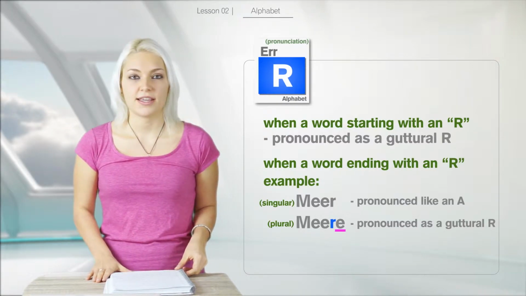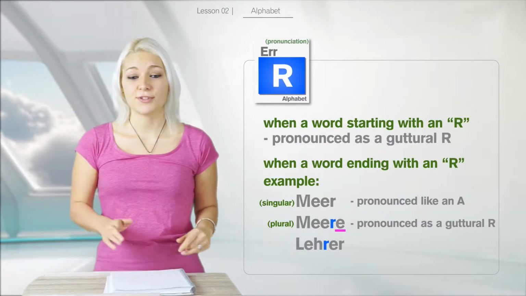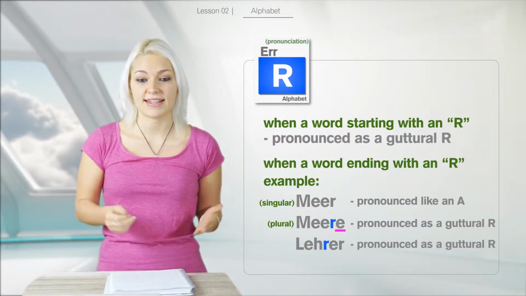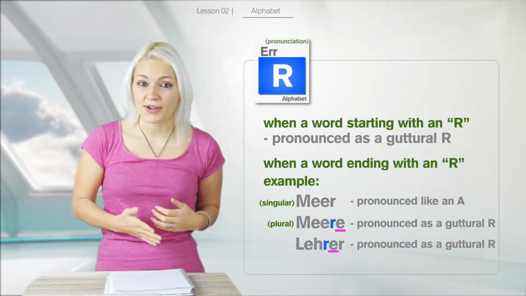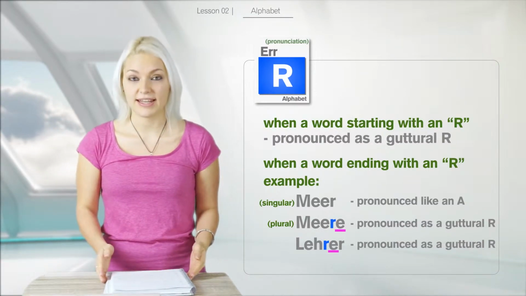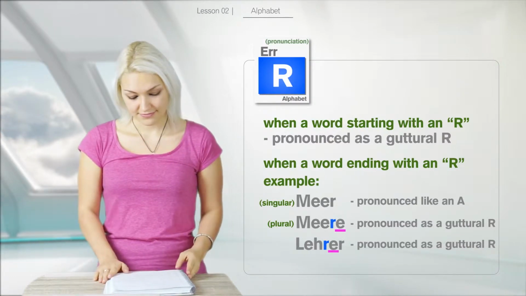Another good example is the word for teacher, Lehrer. We have two R's in one word. The first R is pronounced because it starts the second syllable. And the second R is not pronounced because it's the last letter of the word. So, Lehrer. And it again just sounds like an A.